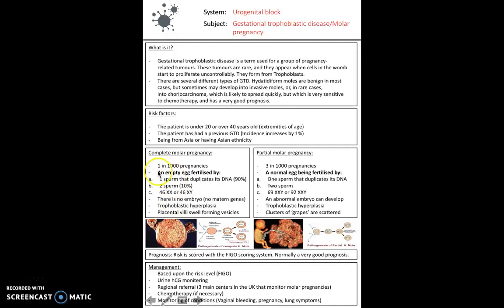The main one that we need to know about is molar pregnancies, and these can be divided into complete and partial. Partial are much more common than complete. It's important to know the differences between these two and how they are formed. So a complete molar pregnancy is when an empty egg is fertilized, and a partial molar pregnancy is when a normal egg is fertilized by more than one sperm. So it's important to know about those. The risk is scored with the FIGO system, and these do normally have a very good prognosis.